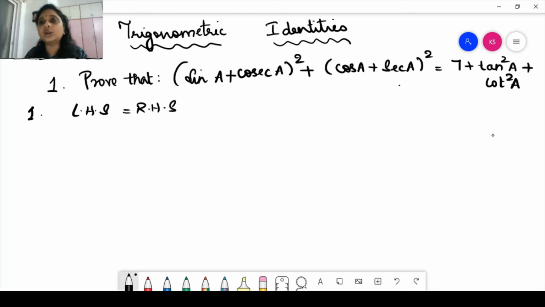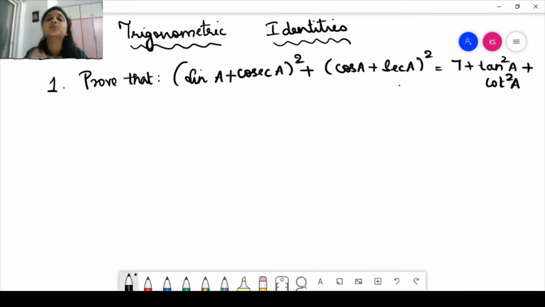Okay, or you can take the right hand side and then simplify it and rewrite it such that you get the left hand side of the equation. So it's up to you. I suggest that you take the side which has more opportunities to simplify, expand and all that.